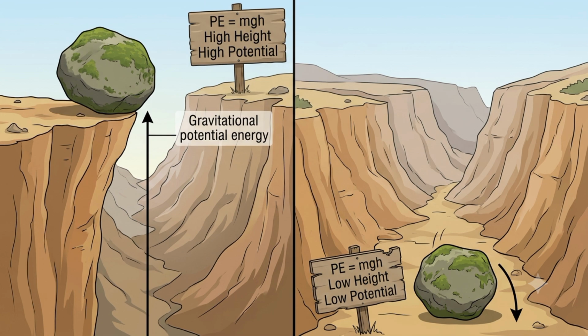1. Gravitational potential energy. This is the most common type you deal with. It depends entirely on how high up an object is and how heavy it is. The math behind it is beautifully simple. PE equals mgh. m is the mass of the object, how heavy it is. g is the acceleration due to gravity on Earth. That's roughly 9.8 m/s². h is the height.